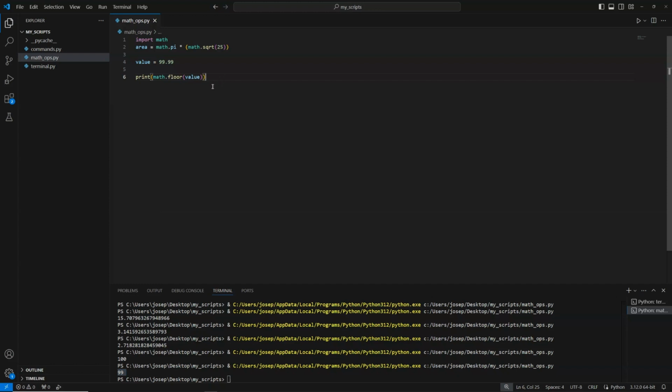What's the sine? Let's print math.sin of 90. Let's see what that gives us. 0.89.